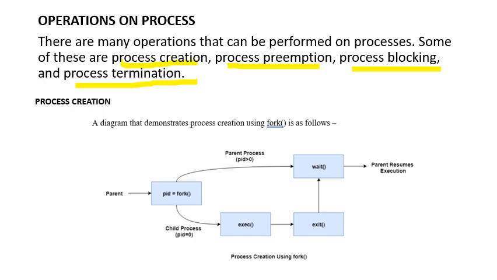If the parent process has to be terminated, the child process has to be terminated first, and only then can the parent process terminate. And the next point is that a child will have only one parent, but a parent can have n number of children. This is all about process creation.